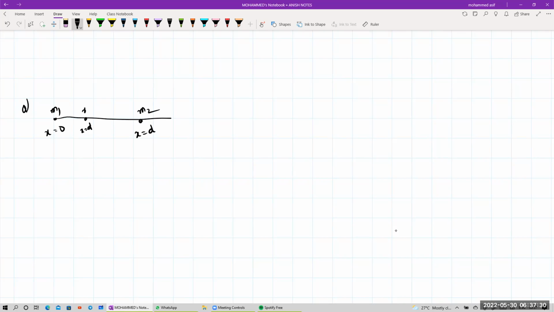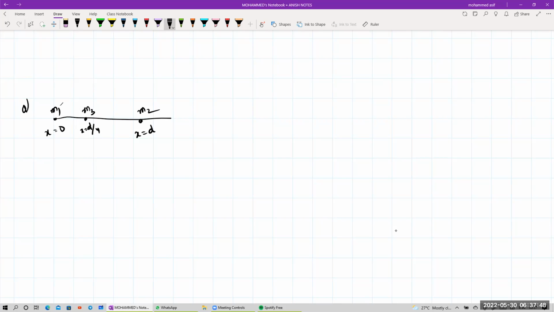Here we are taking another particle. When a third particle is kept, that means this is m3. This distance is d by 4. It experiences no gravitational force, and F net will be equal to how much? 0.